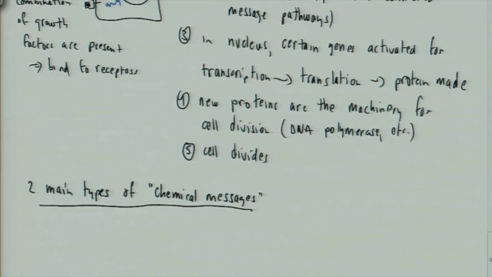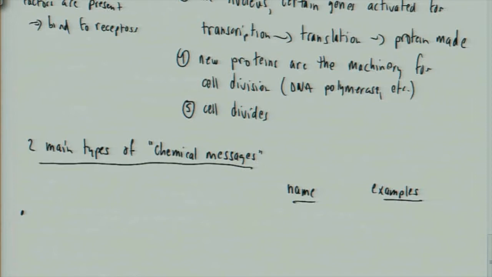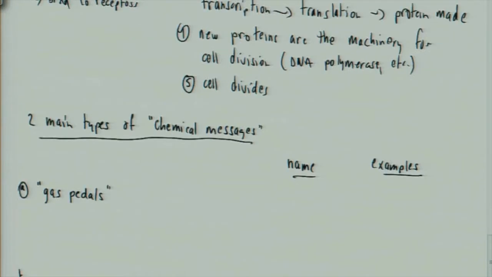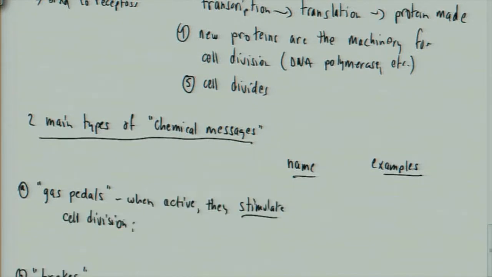I want to give the two kinds, they have a name and then some examples that we'll see over the next couple days. There's type A, which have been described as gas pedals, and type B, which are brakes, with an analogy to driving a car. And a gas pedal basically is when active, they stimulate cell division. And when inactive, they do nothing.